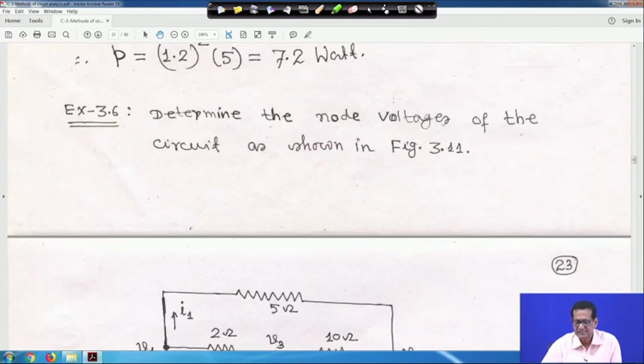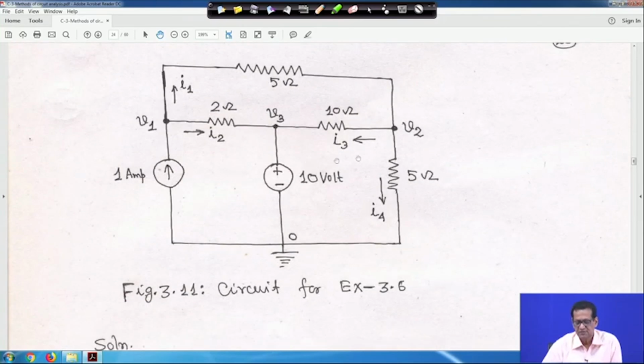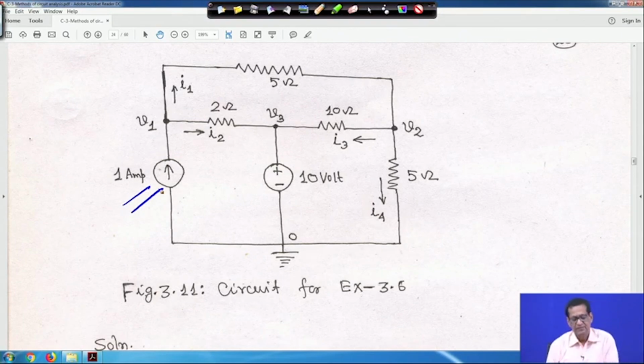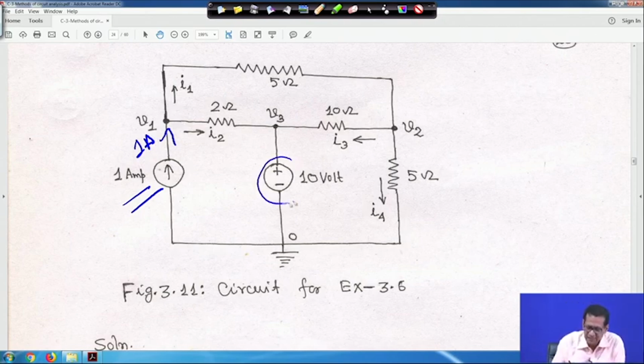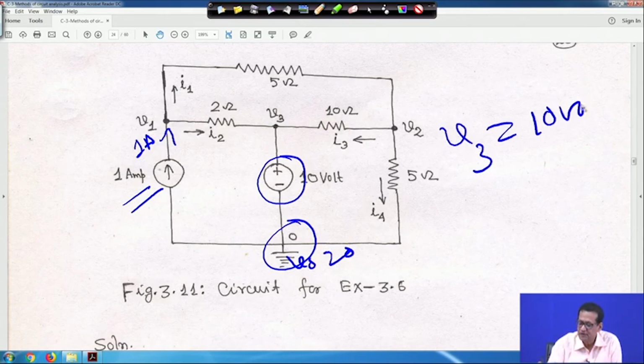Next is: determine the node voltages of the circuit as shown in figure 3.1. So, you have to find the node voltages of the circuit. In this case, you have one current source of 1 ampere, which means 1 ampere is entering the node. And a voltage source of 10 volt is there; this is node 3 and this is the reference node. So, voltage V0 is 0, as I told you again and again. Basically, V3 is directly equal to 10 volt, so you can directly write V3 as 10 volts.